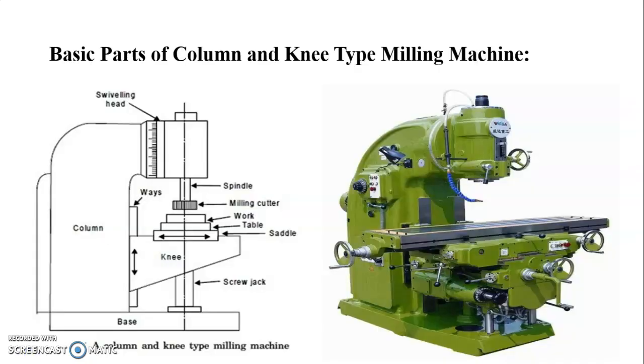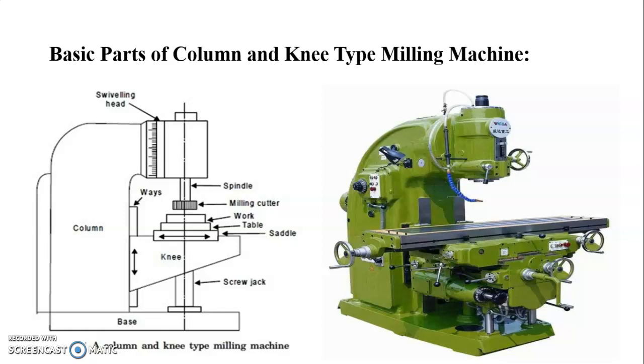Next, the basic parts of the column and knee type of milling machine. It consists of a number of parts as shown in the diagram, but basically it consists of base, column, knee, saddle and table. These are the five important components of this machine.